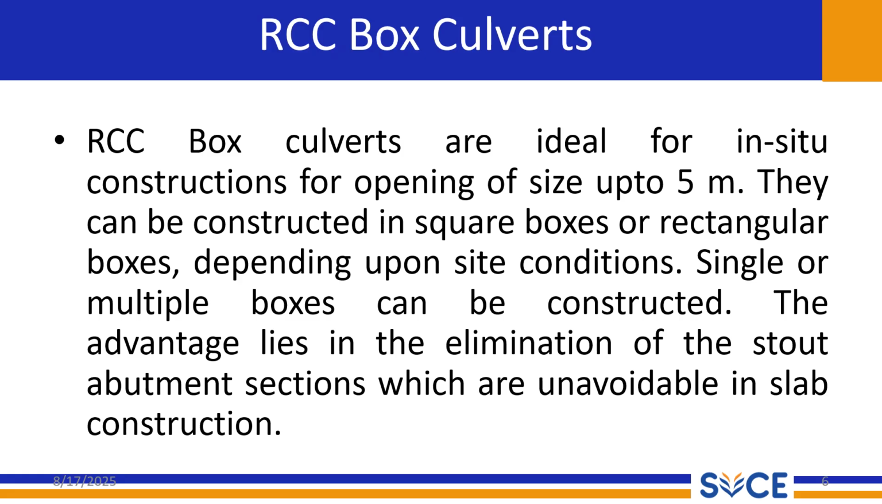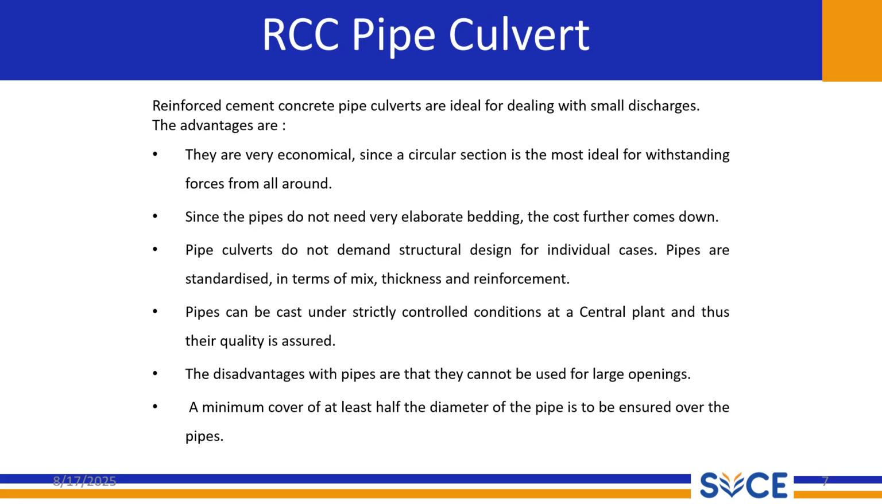So the main advantage of the box culvert is that they are structurally efficient, since the top slab and the bottom slab share the bending moment. So the required thickness of the box culvert becomes the minimum, making them economical. They have a better hydraulic efficiency compared to that of a slab culvert, because the full cross-sectional area is available for the water flow. So we have seen the advantages of RCC box culvert.